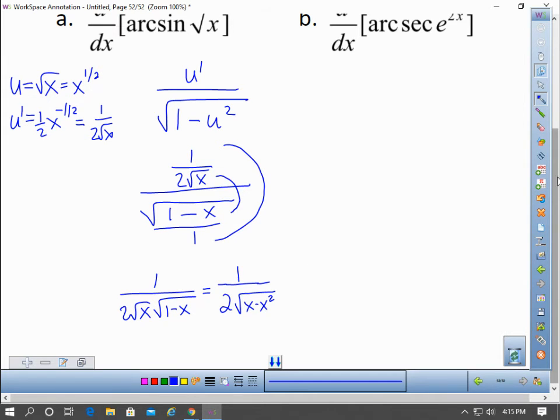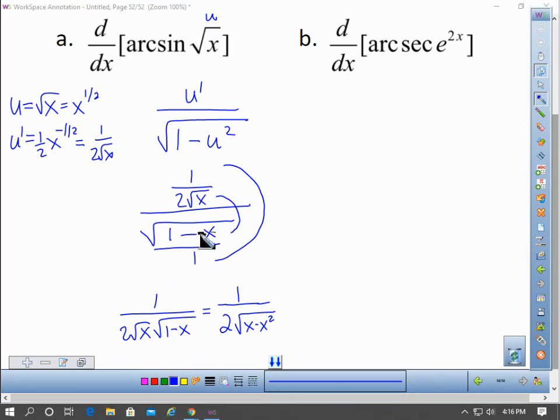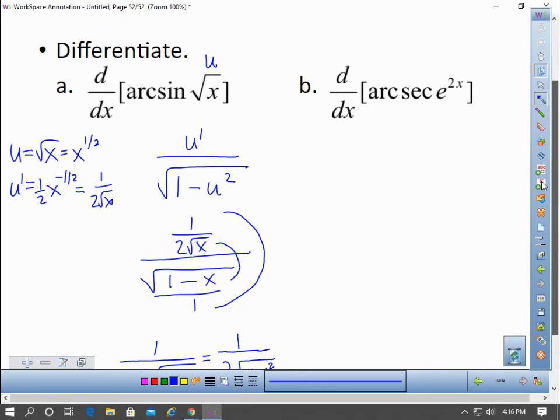All right. So again, I did outers over inners. I did the product of the outers divided by the product of the inners to take it from this complex fraction to this here. Okay, just to give you a little trick there.